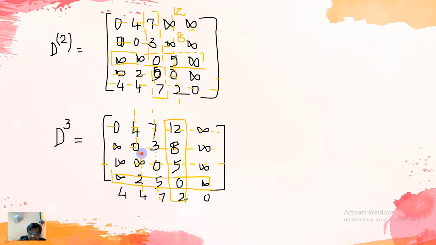5 plus 2 is 7, this is going to change, this is going to become 7, and 5 plus infinity is infinity. So only one value got changed, therefore we will carry it forward. We'll carry it forward again. Okay, so D4 happens to be this.